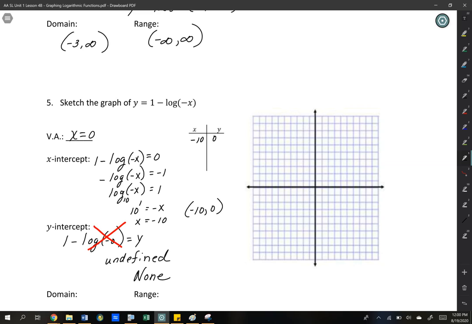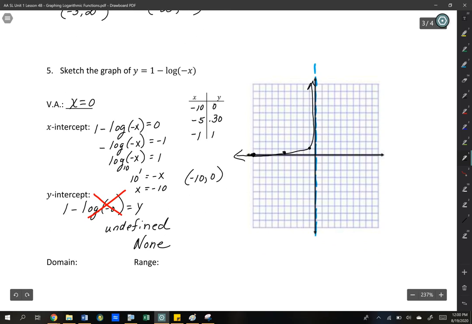All right, I'm going to sketch the graph. Oh, let me add in a few more points. I'm going to go to my calculator, look at my table of values. I'm going to pull off -5 and -1. At -5, we're at 0.3. And at -1, we're at 1.